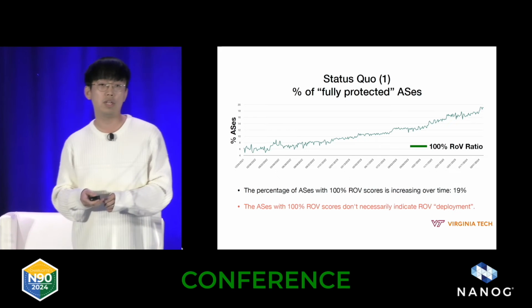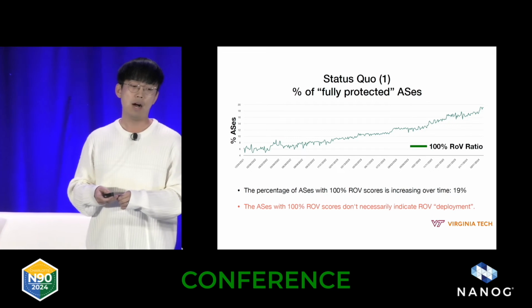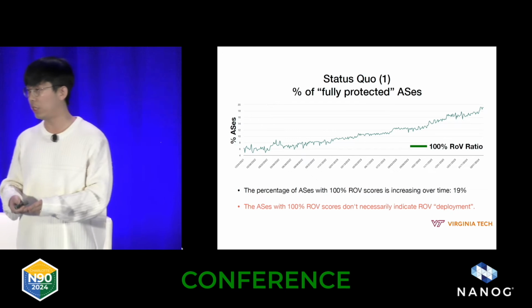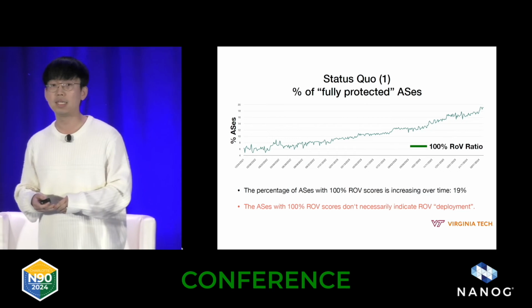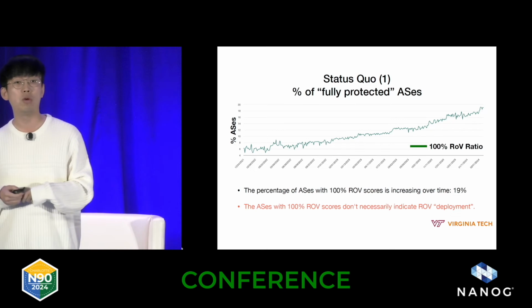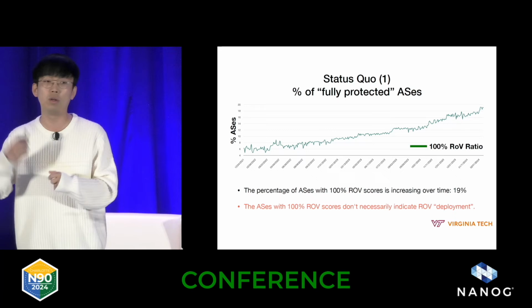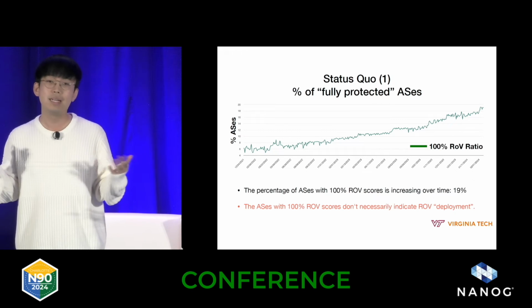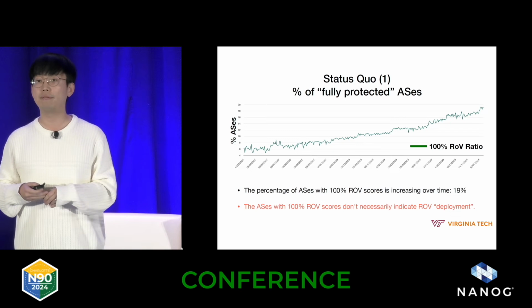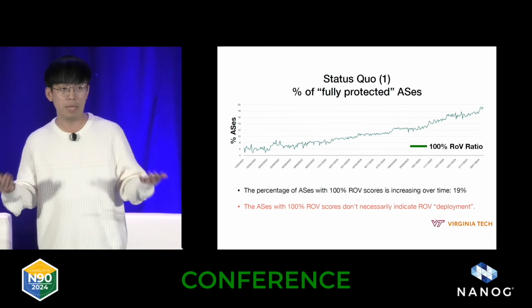However, one thing I would like to stress is that a 100% ROV score does not necessarily indicate ROV deployment, because if one customer relies on only one upstream provider, and that upstream provider does ROV, then the customer AS naturally gets the benefit, which is called collateral benefit. Right?